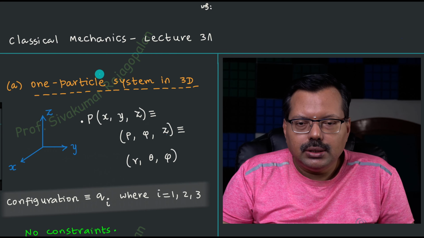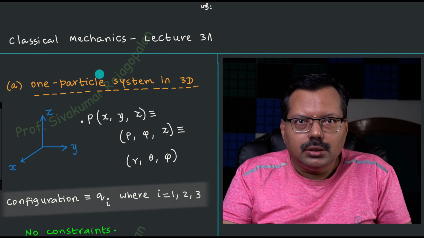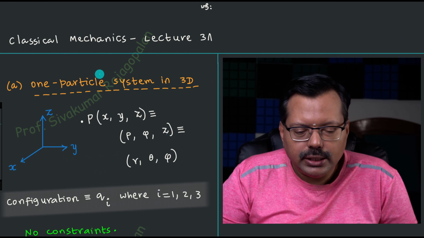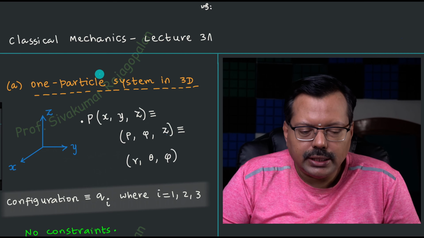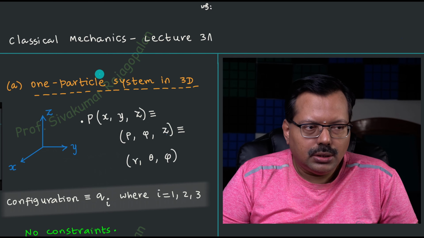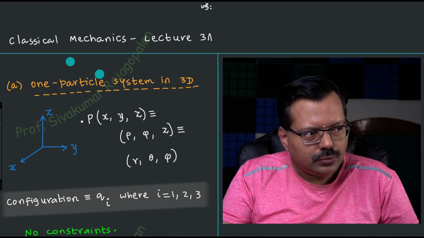In the last two classes, we were discussing how to understand the generalized coordinates from the usual notations like x, y, z. And there is a point to be noted. Of course, that point I will explain.